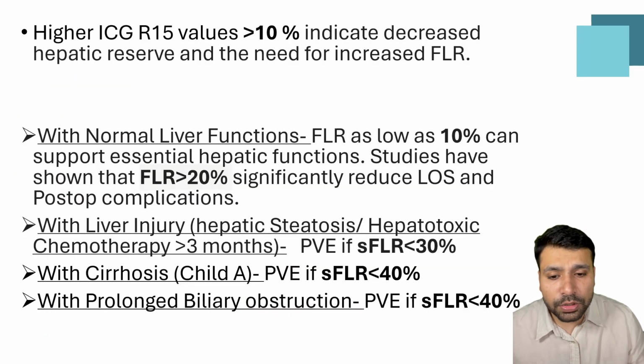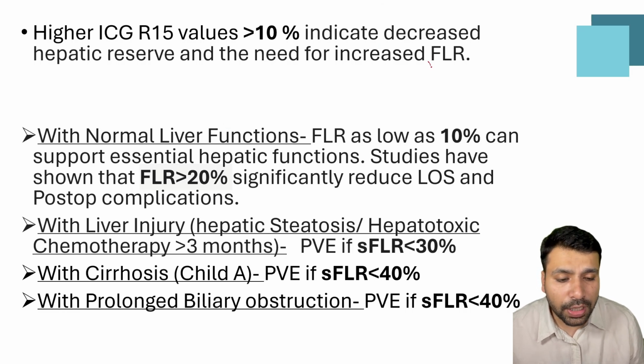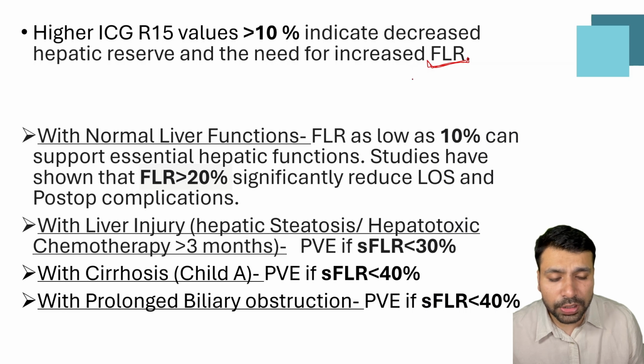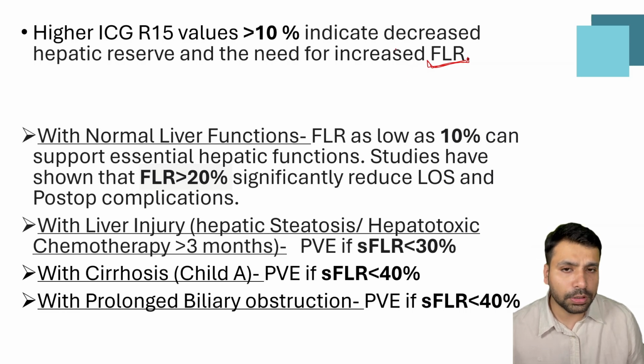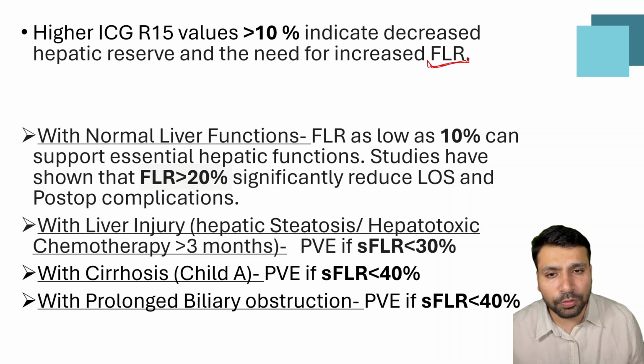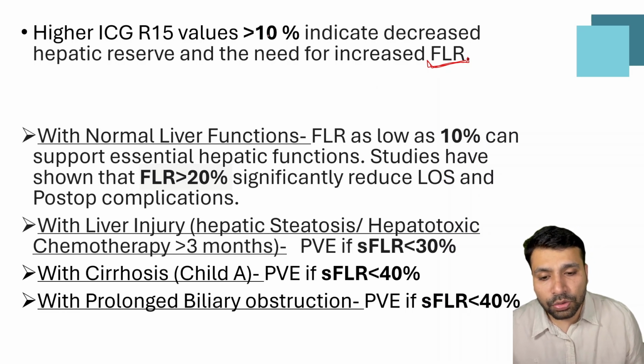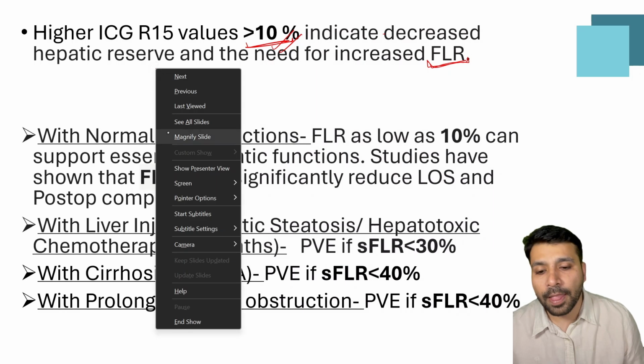If the ICGR value is more than 10, okay, that means there is a decreased reserve, and even if the FLR is sufficient, or we can say FLR is at the borderline, like 30 to 40%, like 30%, and you get an ICG of more than 10, or you get like 15, 20, so you cannot sit upon it. The FLR of 30 might not be sufficient in that, because that means some hepatic parenchymal dysfunction is present. So we need to increase the FLR. Otherwise, that 30% will not be sufficient. So ICGR 15 more than 10 indicates decreased hepatic reserve. So this is not good.